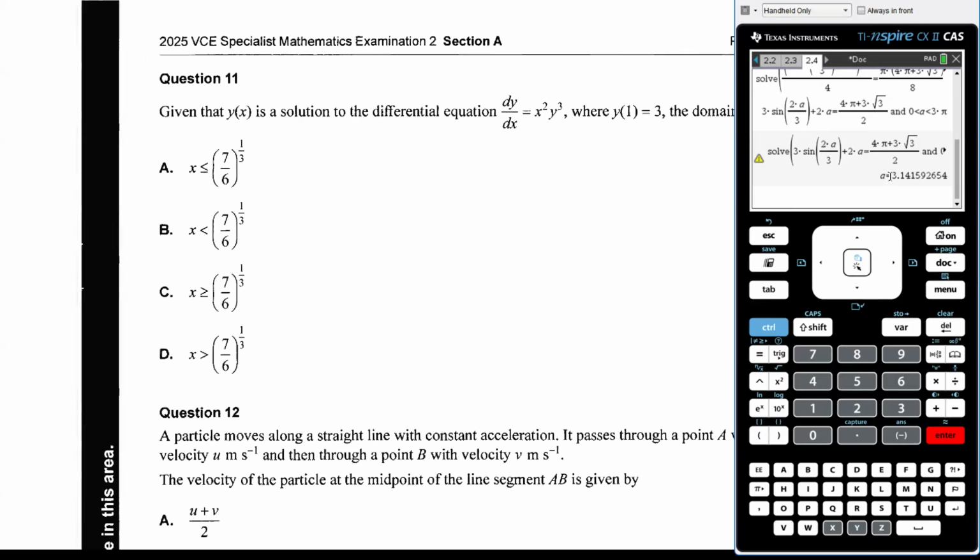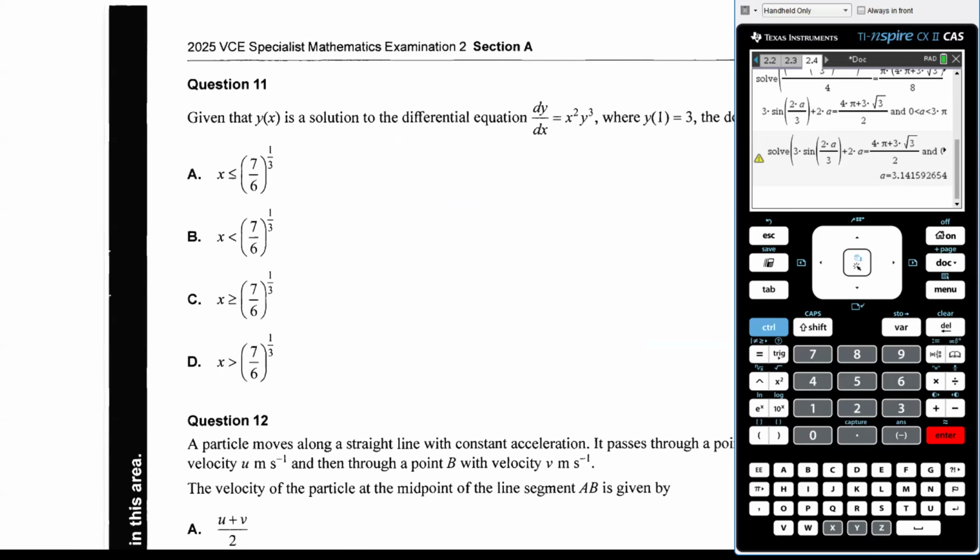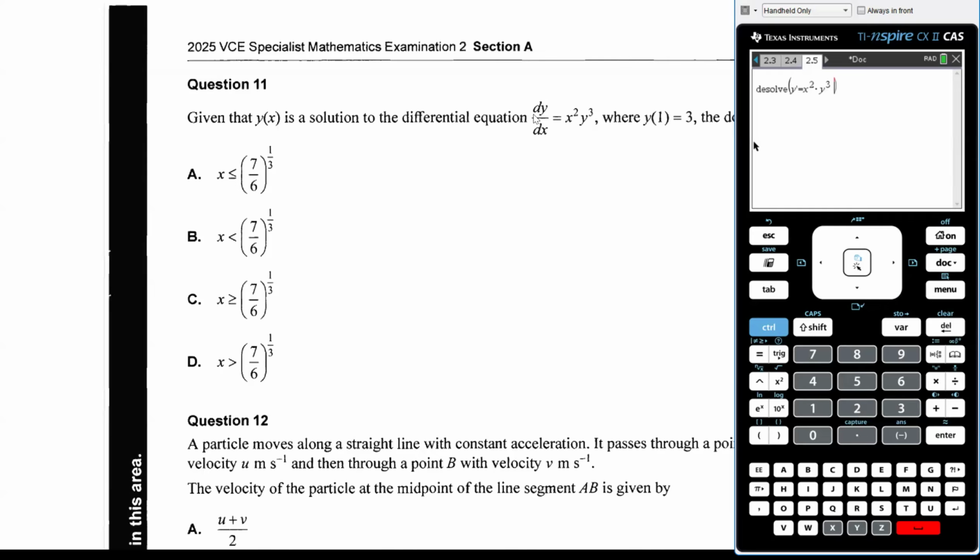Okay, question 11. Oh, I love this question. This is a differential equation solver question, to be honest with you. I just use DE solve. dy/dx is treated as y dash equals x squared times y to the power 3. Then y of 1 equals 3, x comma y. So I'm able to get an equation like that.